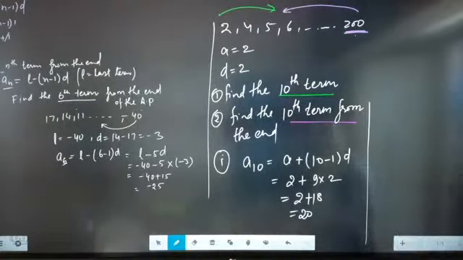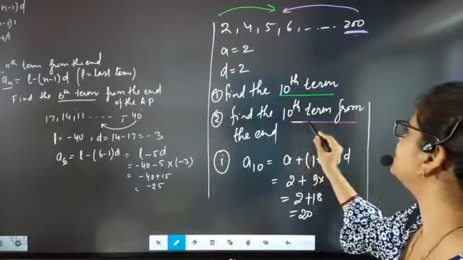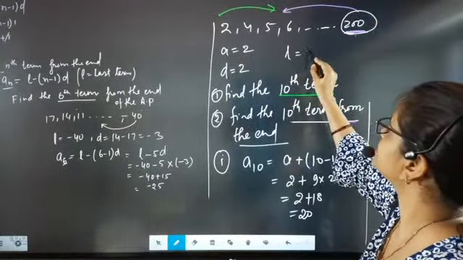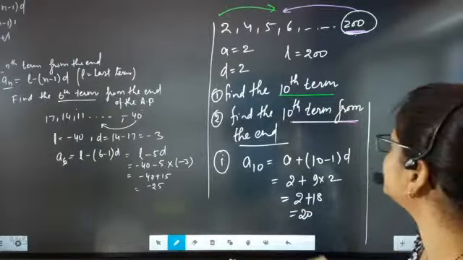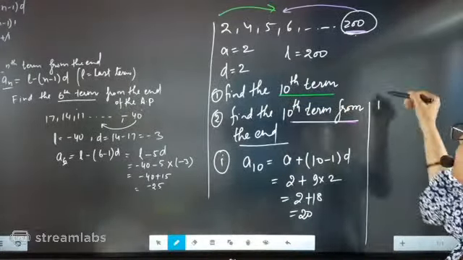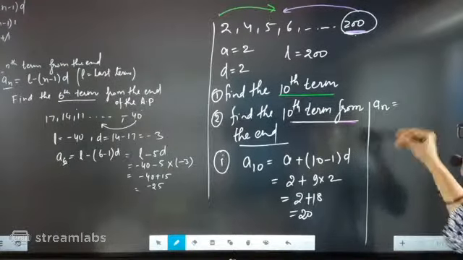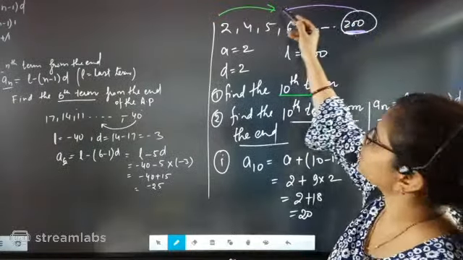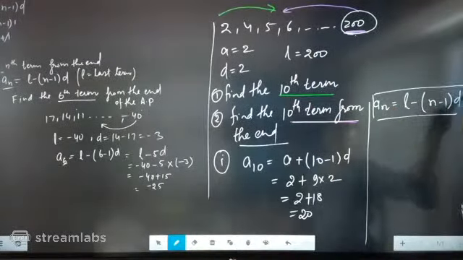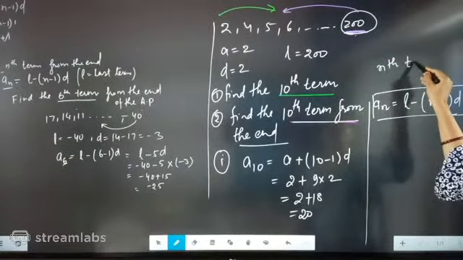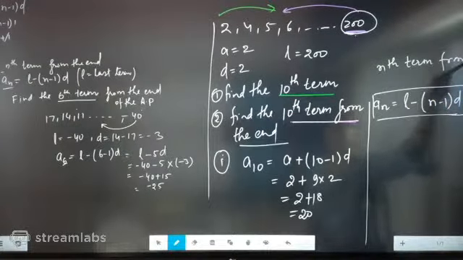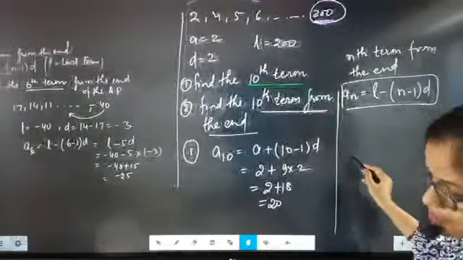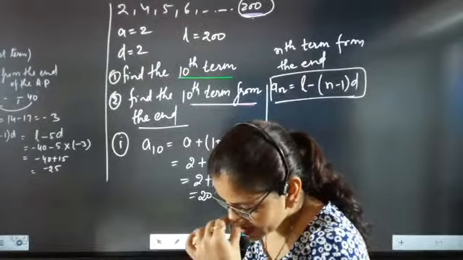Now what will be the second part of the question? For the 10th term from the end, we need the last term. The last term here is 200. Our formula is nth term from the end is equal to L minus (n minus 1) into D. If we are going from here and finding the nth term from the end.